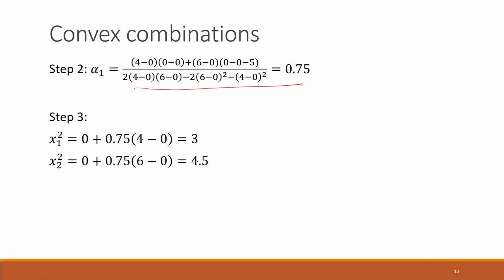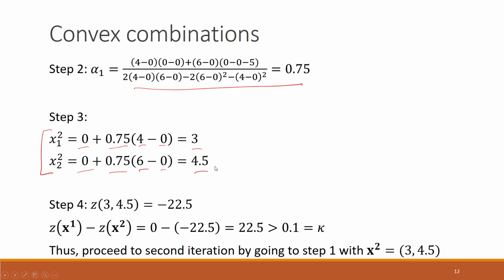So we have determined alpha 1, we have determined y1, so we can then determine the new points x12 and x22 for the next iteration. So this is x11 and this is x21, and this is the alpha, and these are the points y1, y2 that you got, and this was the initial point, currently 0 comma 0. These are the 2 points that we get here. Now we can determine the objective function at this new point 3 comma 4.5. It comes out to be minus 22.5.